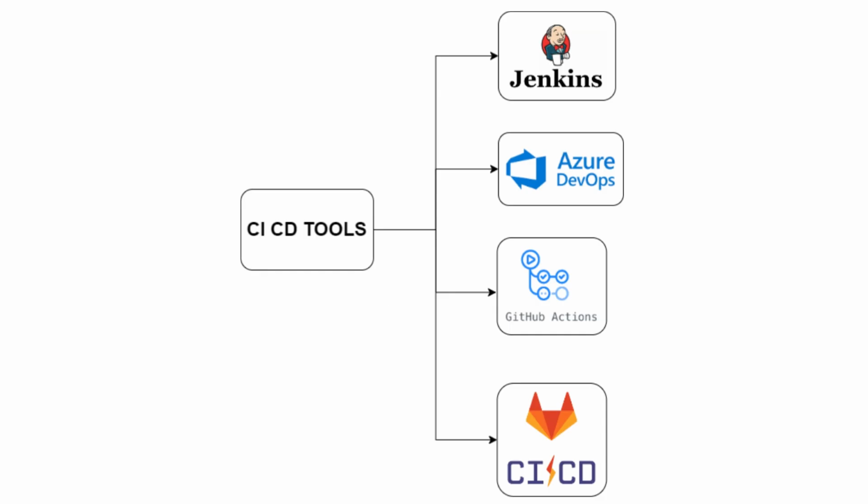Next up we have CI/CD tools. CI/CD tools are applications which are used for building and deploying an application. As of now there are tons of tools in the market. For example, Jenkins, Azure DevOps, GitHub Actions, GitLab CI/CD, then through AWS, then Bamboo, then TeamCity. But these four which I have mentioned here are the most used.